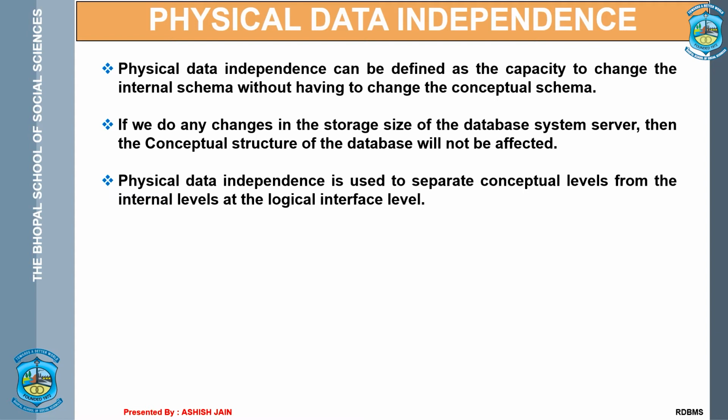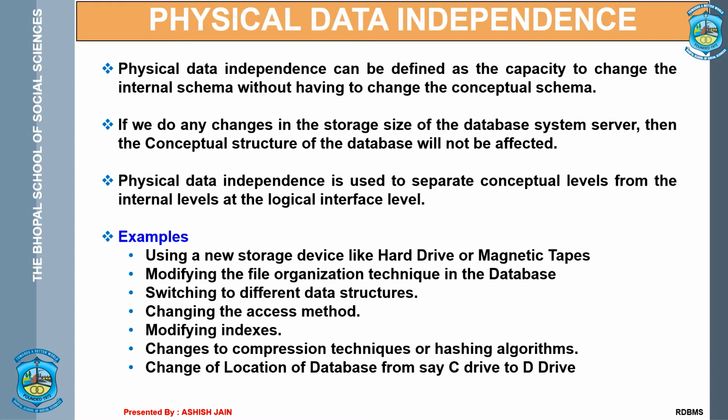Physical data independence is used to separate the conceptual levels from the internal levels at the logical interface level. Where you provide a logical interface, there you implement this physical data independence. Some examples are using a new storage device like a hard drive or a magnetic tape, modifying the file organization techniques in the database, switching to different data structures, changing the access method, modifying the indexes, changes to the compression techniques or hashing algorithms, and changing the location of the database from C drive to D drive.